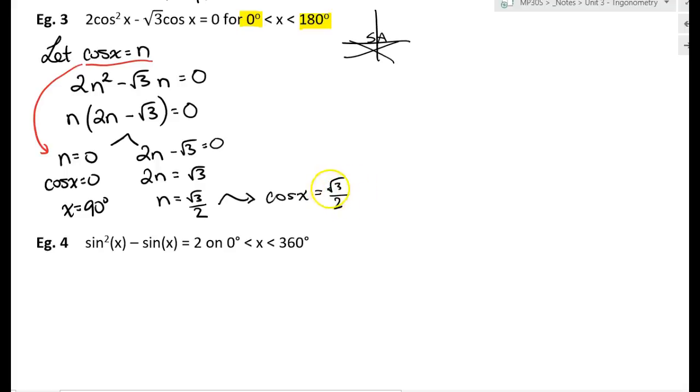And when is cosine root 3 over 2? Well, that is at 30 degrees. And if you had to look at your unit circle or your table, that's totally fine. But at no point should you be punching this into your calculator. This is all non-calculator. It's 30 degrees. And so I have two answers for this question.